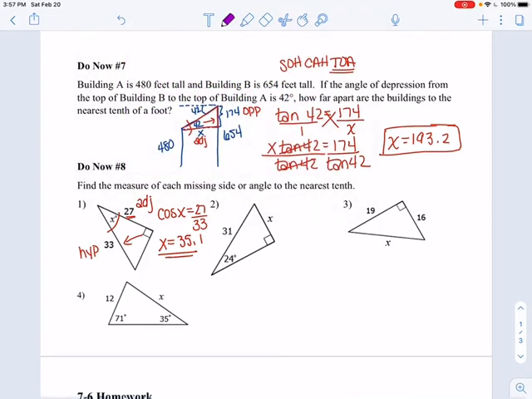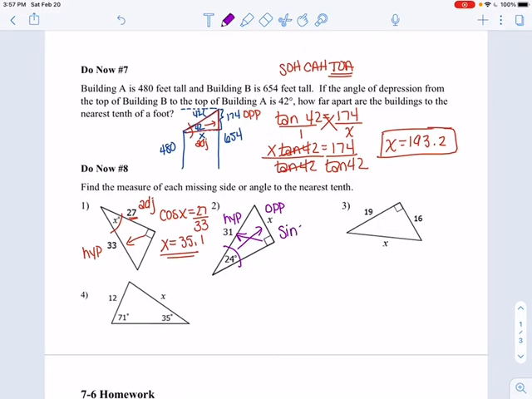Okay, for number 2, this time the angle in question is this 24, which with relation to that 24, x is the side directly opposite that. And again, the side directly opposite my right angle is always my hypotenuse. So I have the side opposite and my hypotenuse, so that means this time we're going to do the sine. So I'm going to have the sine of 24 equals my side opposite, which was x, over my hypotenuse, which is 31.